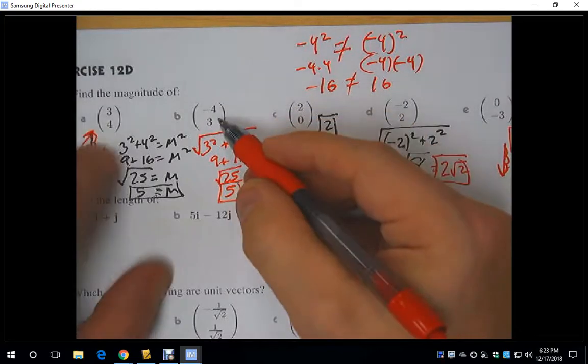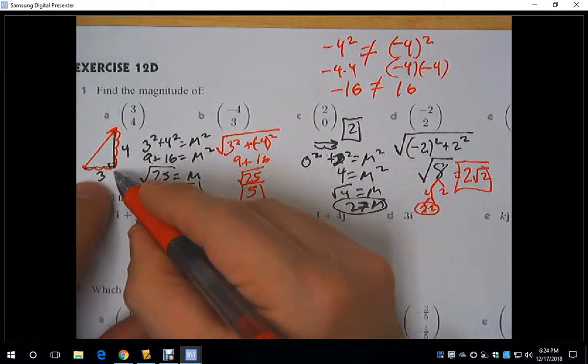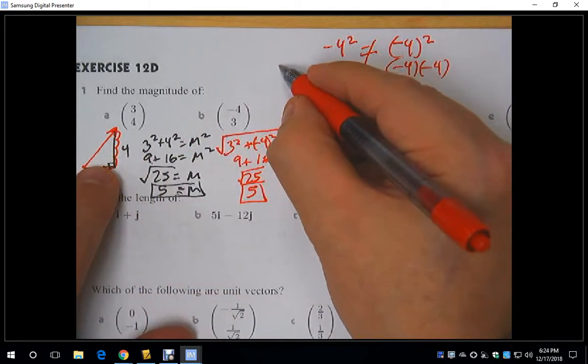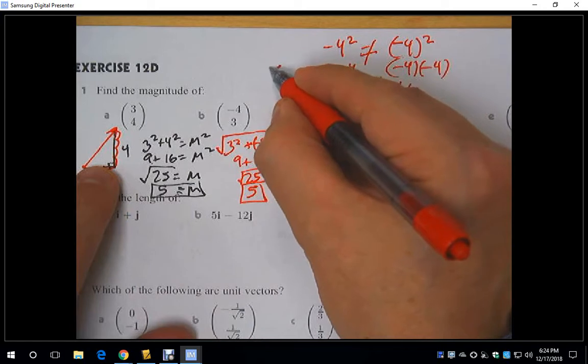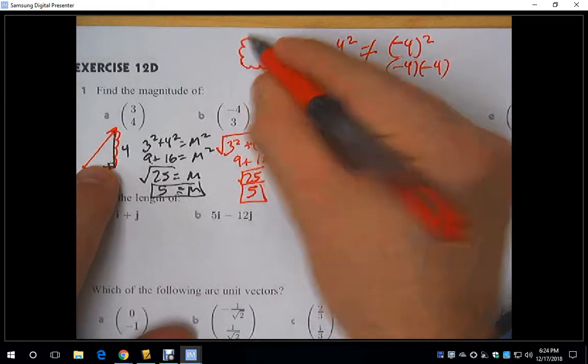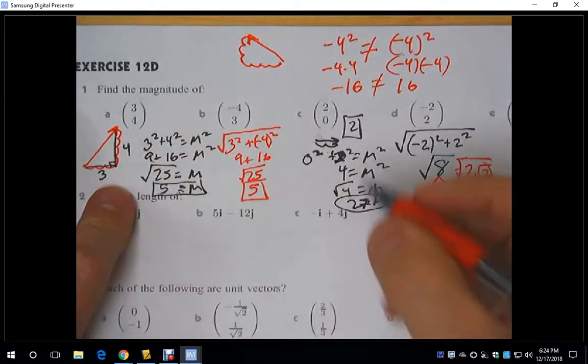By looking at these two vectors, we would expect that a vector that goes 3 to the right and 4 up should be the same size as a vector that goes 4 to the left, 1, 2, 3, 4, and 3 up, 1, 2, 3. This vector should be the same size as this other vector over here.